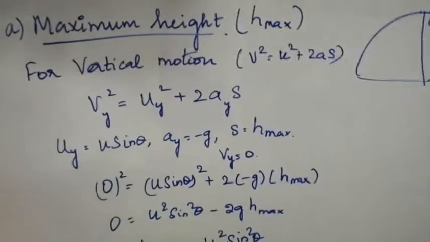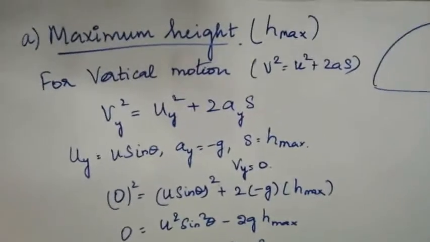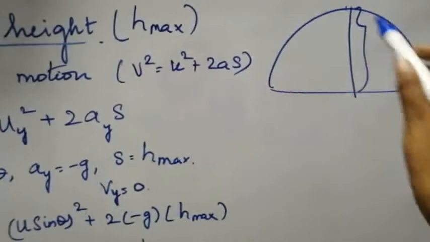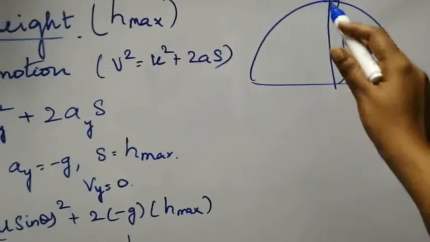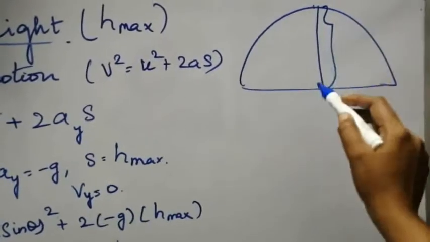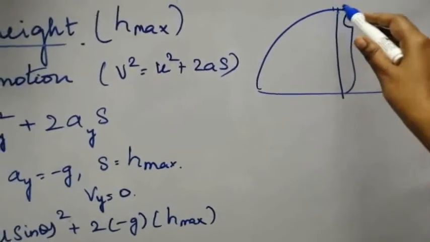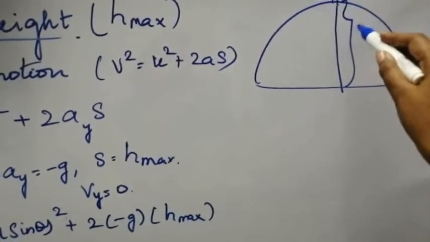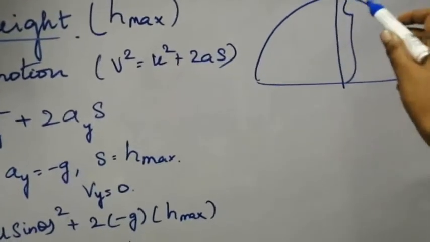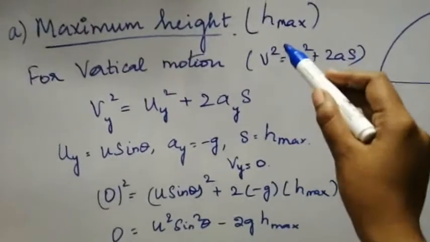So let us go into the first parameter, which is maximum height. Maximum height is given by h max. In the projection, which is the maximum height here? If you have the projection, at the center point of that trajectory, the distance from the ground to the center point of the trajectory is the total height, h max. At this point only you will have the maximum height. If it comes here, the height will decrease, isn't it? So this is your h max. That is what you are going to calculate.